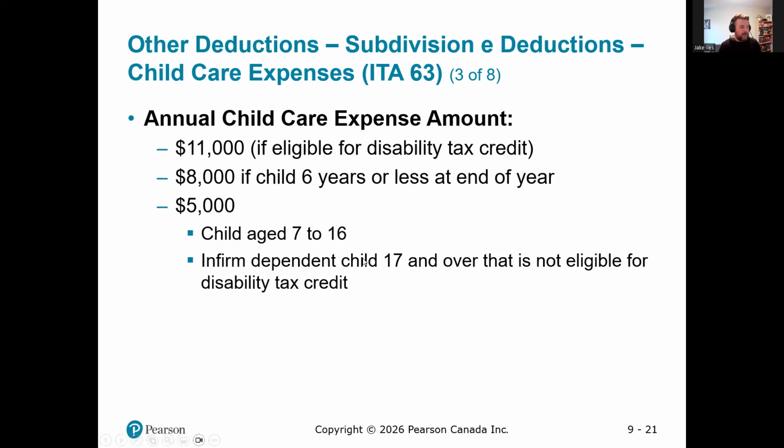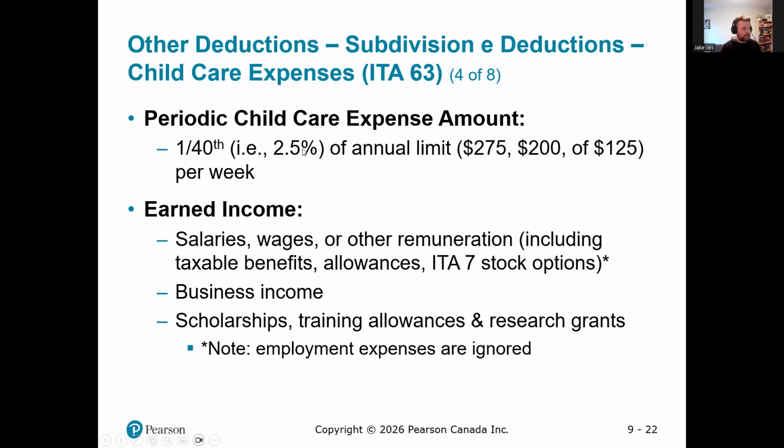If an infirm dependent child 17 and over is not eligible for the disability tax credit. So I have a child that has an infirmity but not a disability, so they won't get the 11,000 rate, but they can still qualify for the 5. I don't think we throw that case at you too much. I think we'll let you know whether or not a child is eligible for the disability credit or not. So the 11,000, 8,000, and 5,000 are customarily what we work with.